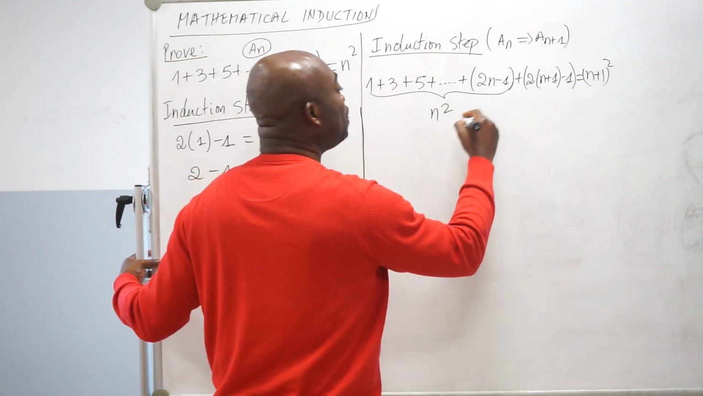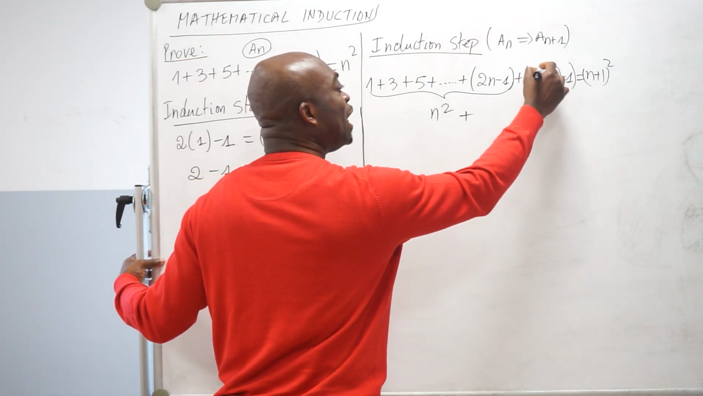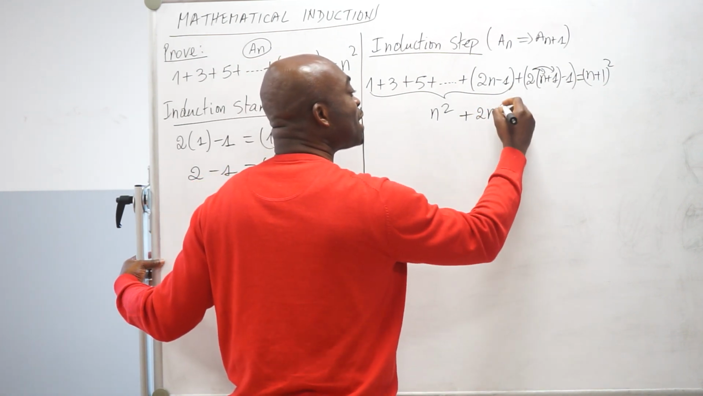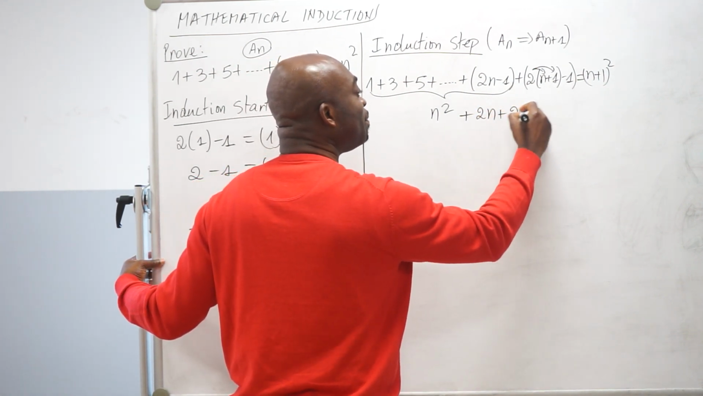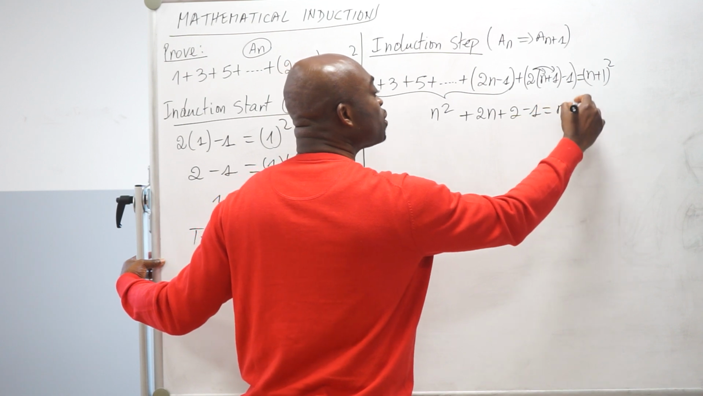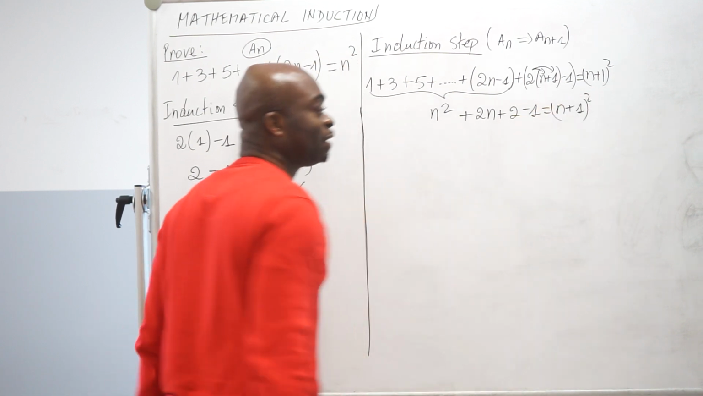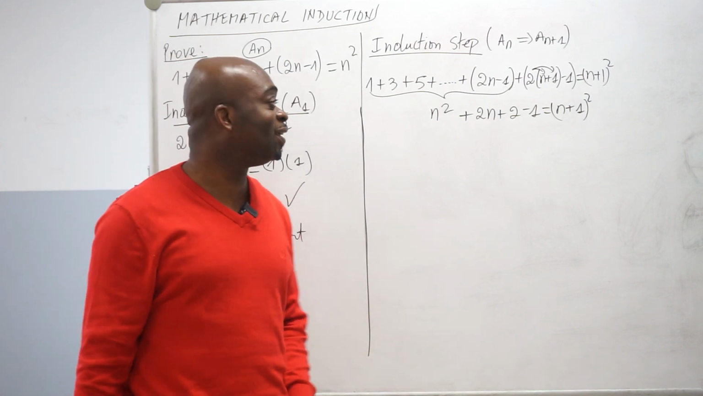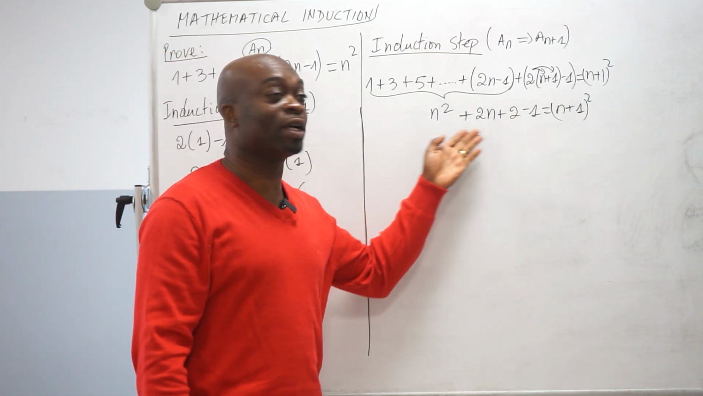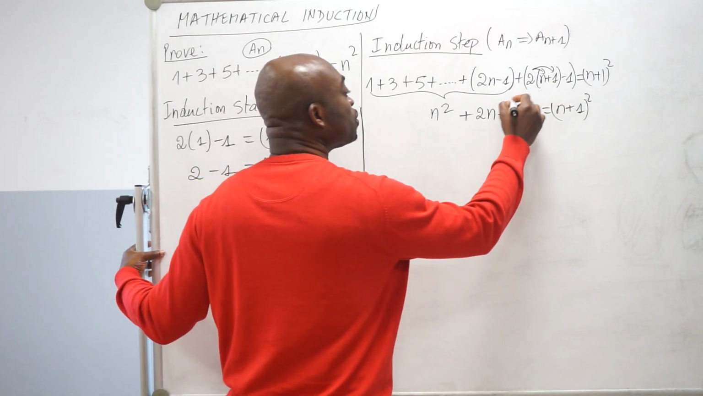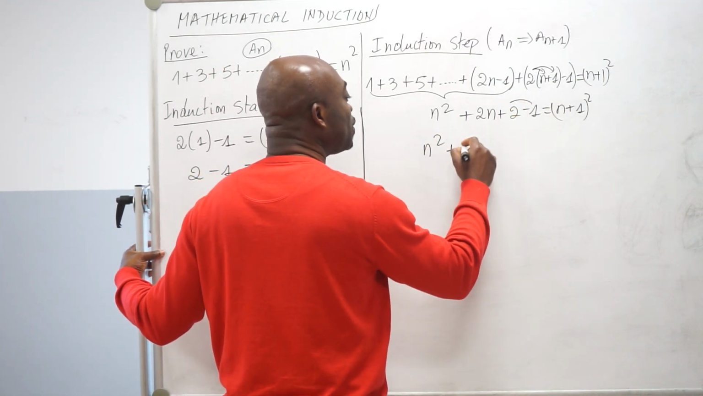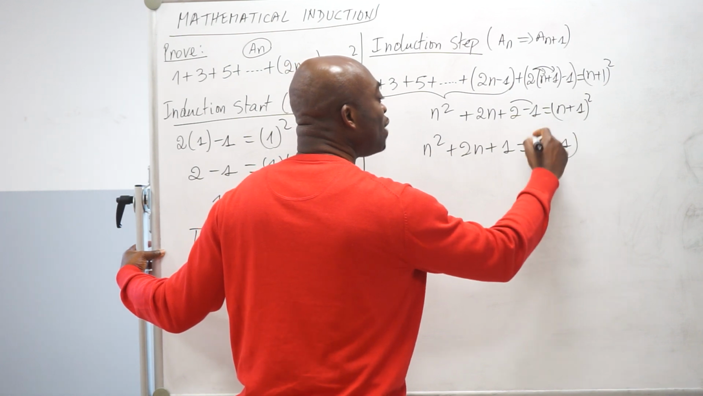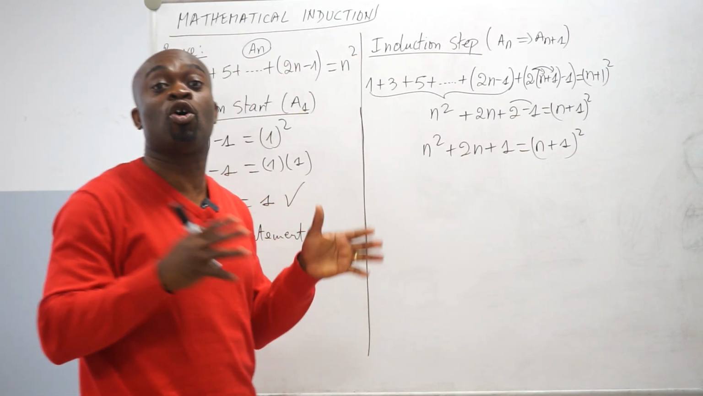Then plus, now we can work this one out to remove the parentheses. 2 times n is 2n. 2 times 1 is 2, right? Minus 1. That is equal to n plus 1 squared. All right? Everybody so far so good? You see how you can make this one lovely for yourself? Now we can combine like terms. So we end up with n squared plus 2n plus 1, which is equal to n plus 1 squared.